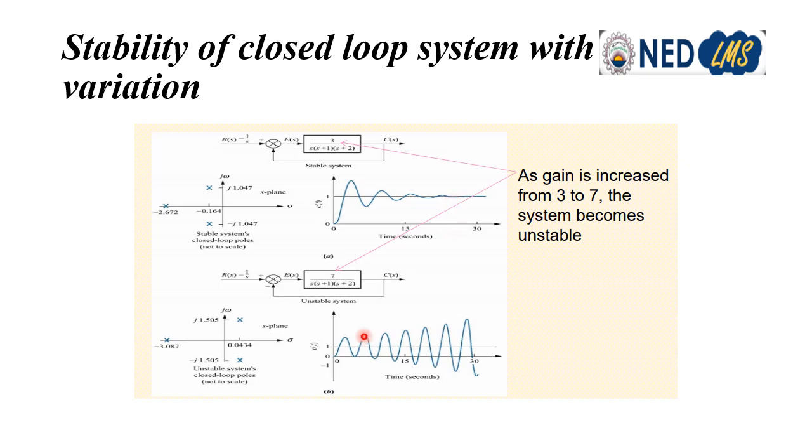And for the same location of poles, if we change the value of gain from 3 to 7, again we use the same formula G upon 1 plus GH, for the same denominator (s plus 1)(s plus 2). When we find the closed loop poles, they actually change from the left hand side of the S-plane to the right hand side of the S-plane, and the system will become unstable. So we see here that while changing the value of gain, the system can become unstable.